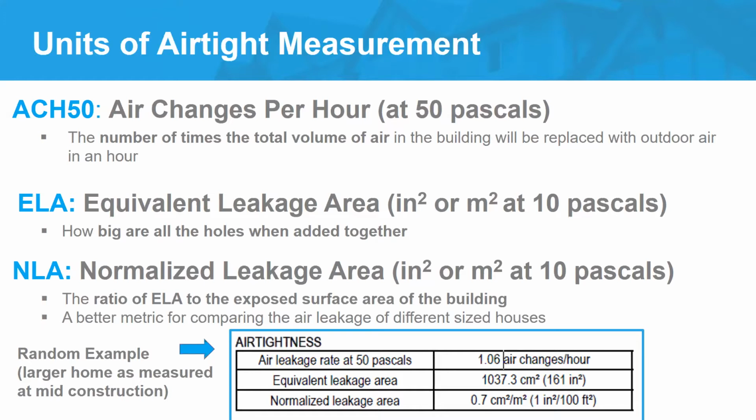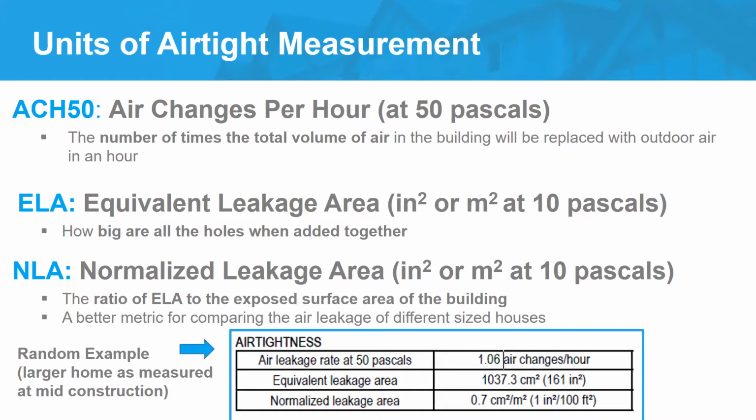So in this example we have below, we have a larger home, over 7,000 square feet, tested at mid-construction, and it has 1.06 air changes per hour, which sounds quite good in terms of air leakage. Then if we look at the equivalent leakage area, again, how big are all the holes when added together? It shows us that it's 161 inches squared. And if you were to visualize 161 inches squared, that's quite a big area. So it's interesting to note, even a home that has 1.06 air changes per hour can actually have quite a bit of air leakage over a larger sized home.